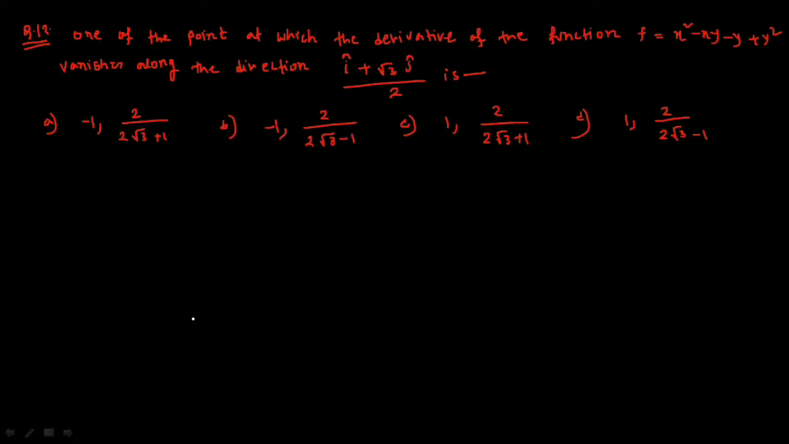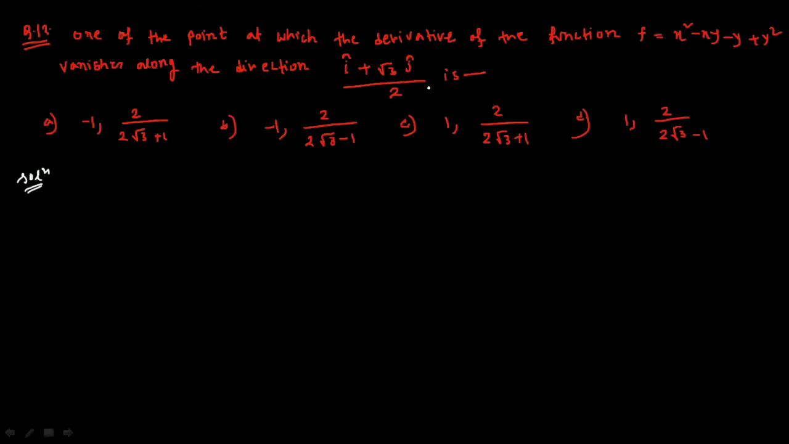So dear students, now let me discuss some more problems on gradient of the scalar function. The problem is: at which point does the derivative of the function f equal to x square minus xy minus y plus y square vanish along the direction i cap plus root 3 j cap divided by 2?